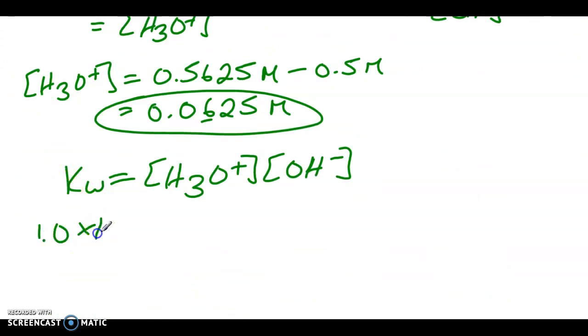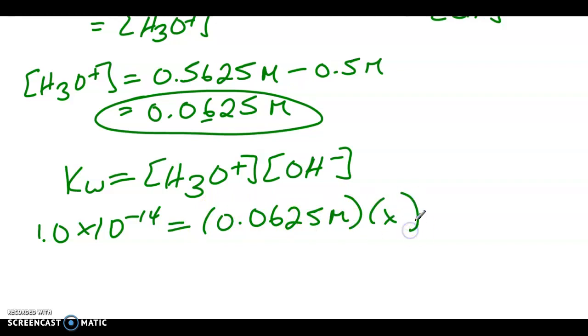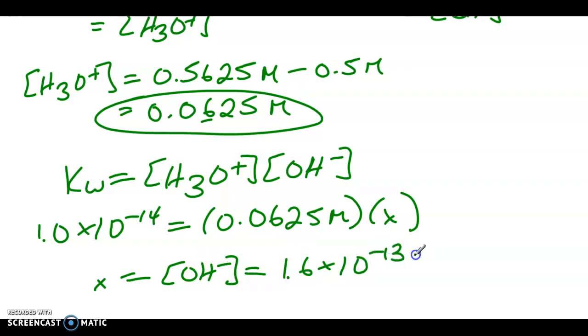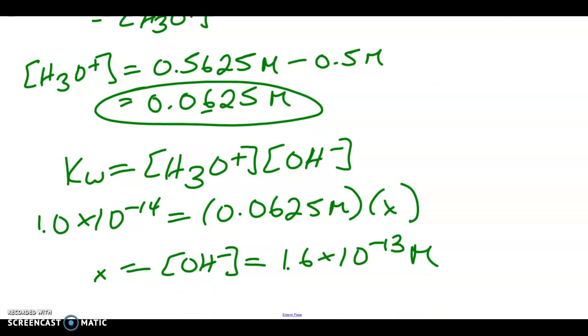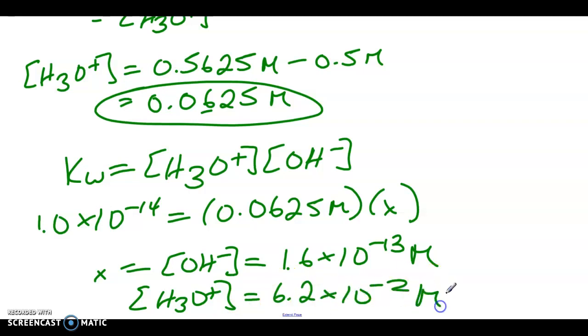So this is 1.0 times 10 to the negative 14 is equal to 0.0625 times x. So our x for hydroxide ends up being 1.6 times 10 to the negative 13 moles per liter. And I just realized we needed hydronium to be, for sig figs, two significant figures. So our final hydronium concentration would be 6.2 times 10 to the negative 2 moles per liter.